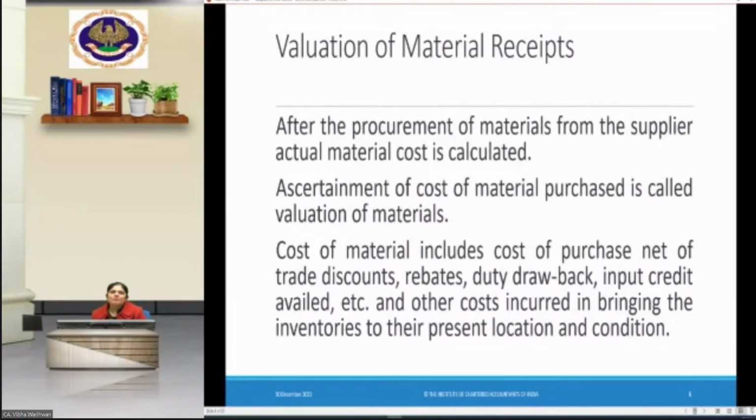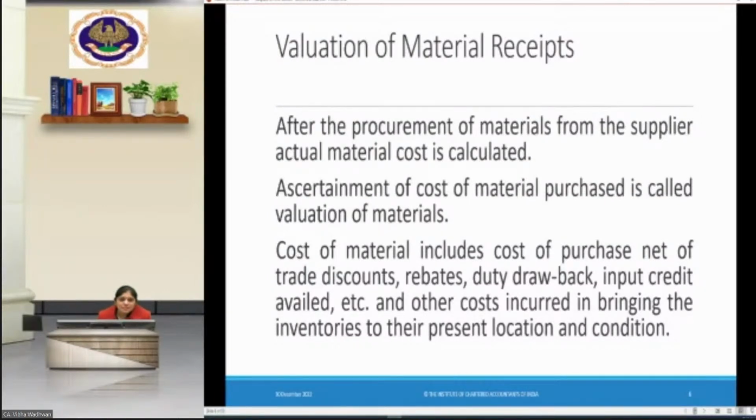So, valuation of material receipts. After the procurement of material from the supplier, actual material cost is calculated. Actual material cost, right? So it's not only the purchase price. The statement of cost of material purchased is called valuation of material. Basically, whatever material is purchased, its cost is what we have to include in the valuation of material. So cost of material includes the cost of purchase, net of trade discounts, rebates, duty drawback, or input credit, and other costs incurred in bringing the inventories to their present location and condition.